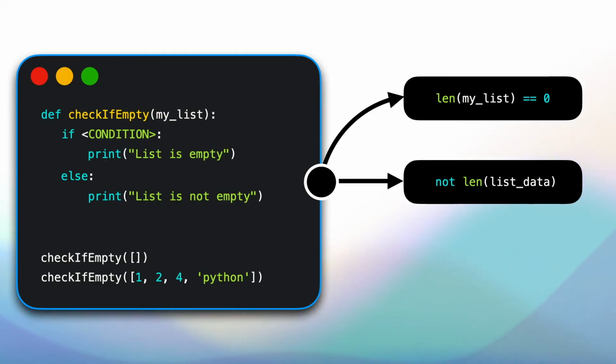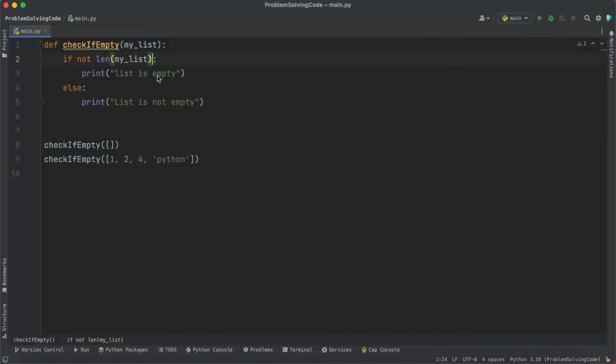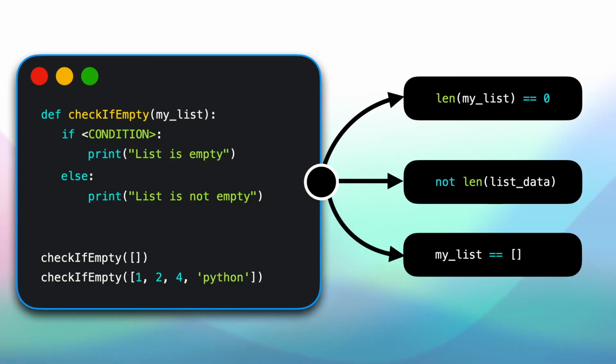Now let's see the third condition that will return a true if the list is empty, that is comparing a list with an empty list using an equal to operator. Let's first remove the length function and not operator, and let's add equal to an empty list. Now if I run this code, then we should get the same output. Till now we have seen 3 methods to check if the list is empty or not.